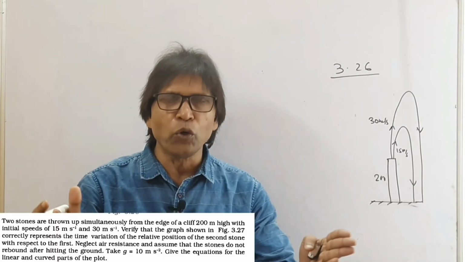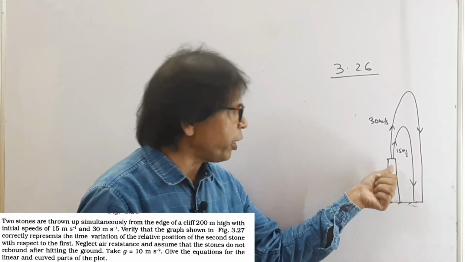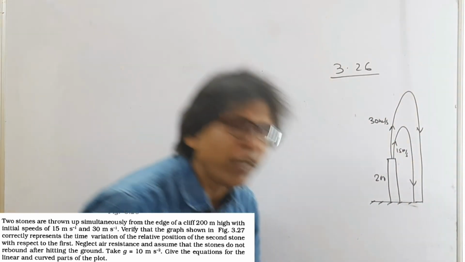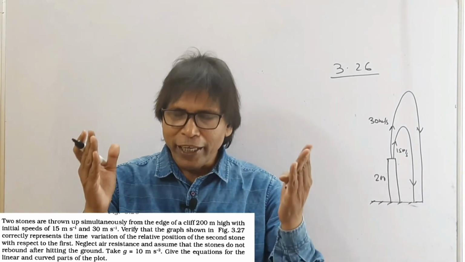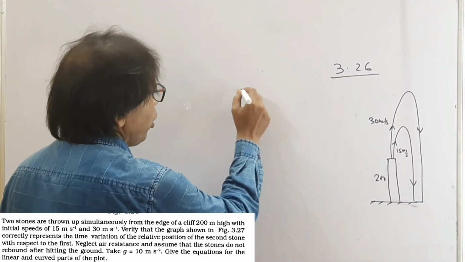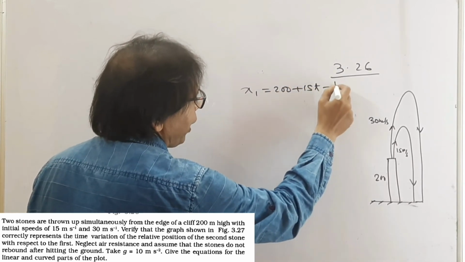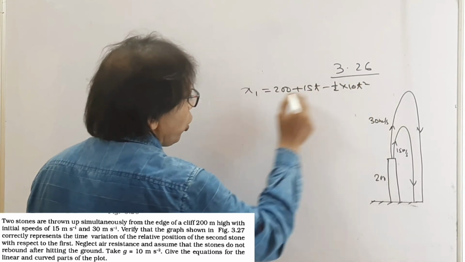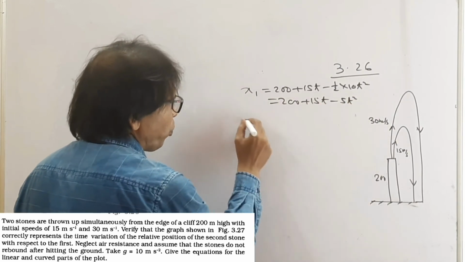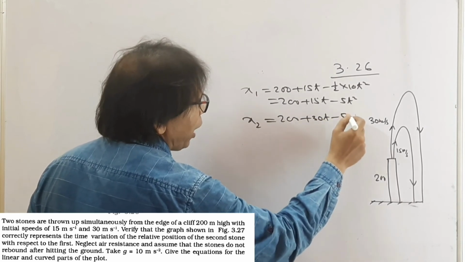Okay. Look at these two stones projected vertically upward from a tower of height 200 meter with speed 15 meter per second and 30 meter per second. Now we have to draw a graph between the relative position of two particles with time. Now first of all, the equation of motion. For the first particle, x1 equals 200 plus 15t minus half into 10 into t square. So look at this, it is 200 plus 15t minus 5t square. And for the second particle, x2 equals 200 plus 30t minus 5t square.